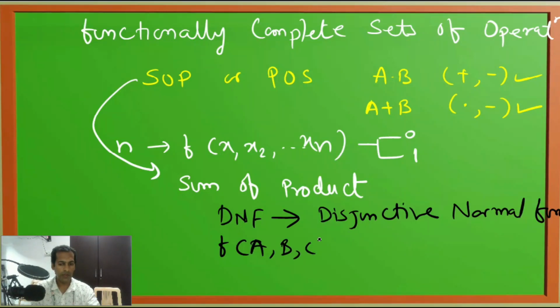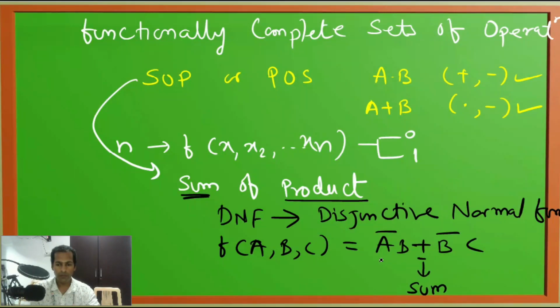For example, f of a comma b comma c is equal to what we have to do? Sum of what? Product. So here we should have some product involved. So this is sum of these two products. This is product 1, this is product 2. So this is SOP form.